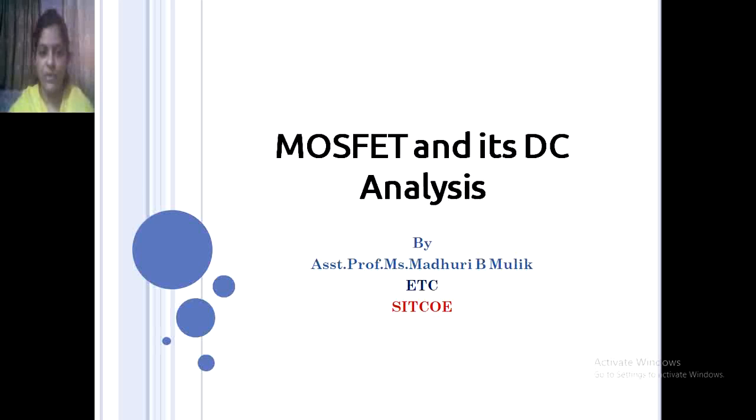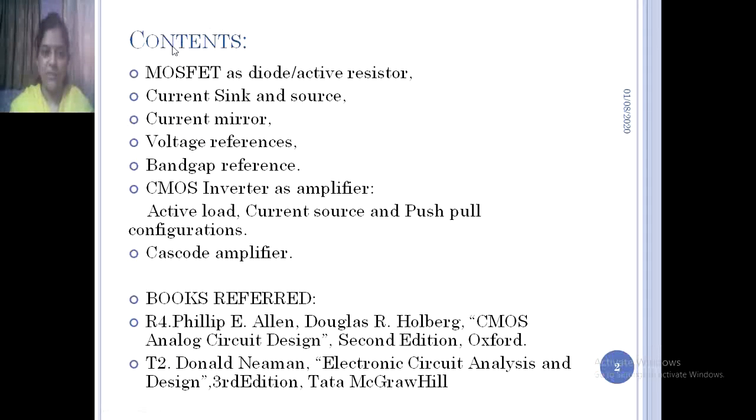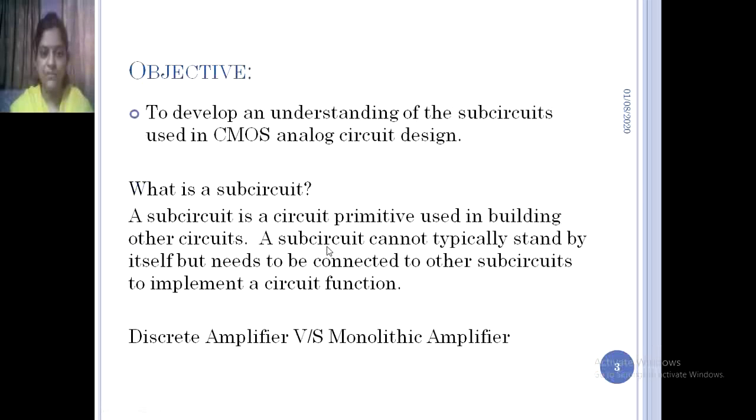Just we are going to take an overview of what we have seen in the earlier session. From the second chapter content, we have completed MOSFET as a diode, active resistor, current sink and source, current mirror, voltage references, band gap references, CMOS inverter as amplifier. Last session we covered the CMOS inverter as amplifier for active load and current source. In today's session we are going to see the push-pull configurations.